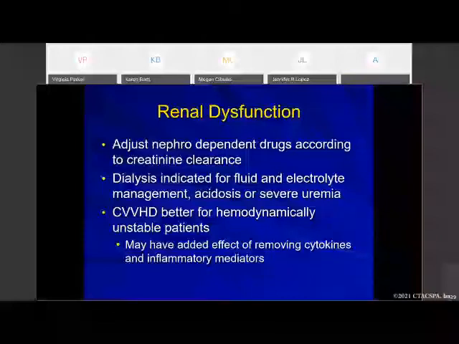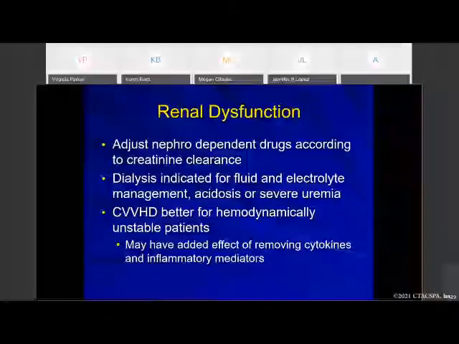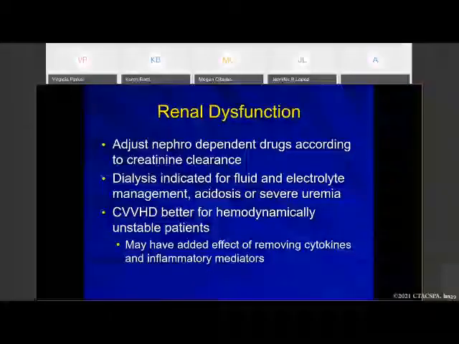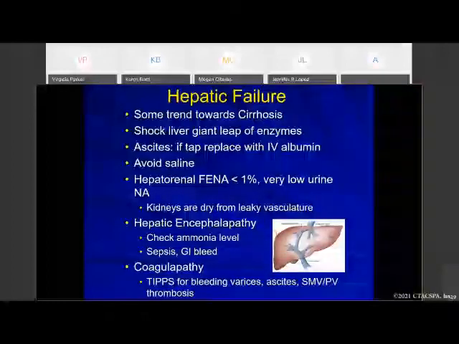So CVVHD is better for patients who are hemodynamically unstable, because you can take just a little bit at a time. When they have regular dialysis, they end up taking a couple liters off at one time, so it's not that good for patients who are hemodynamically unstable. I think it does have an added effect of removing inflammatory mediators, so I think it's good for people with renal failure who are septic. Certainly, we've seen a lot of CVVHD used for COVID patients.